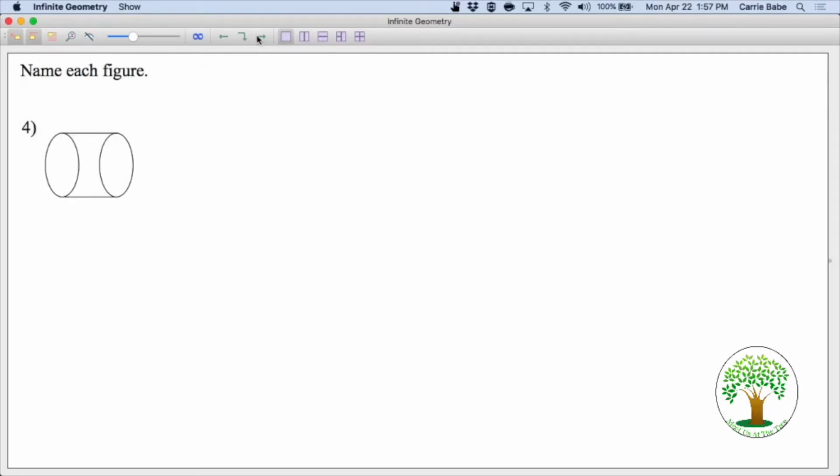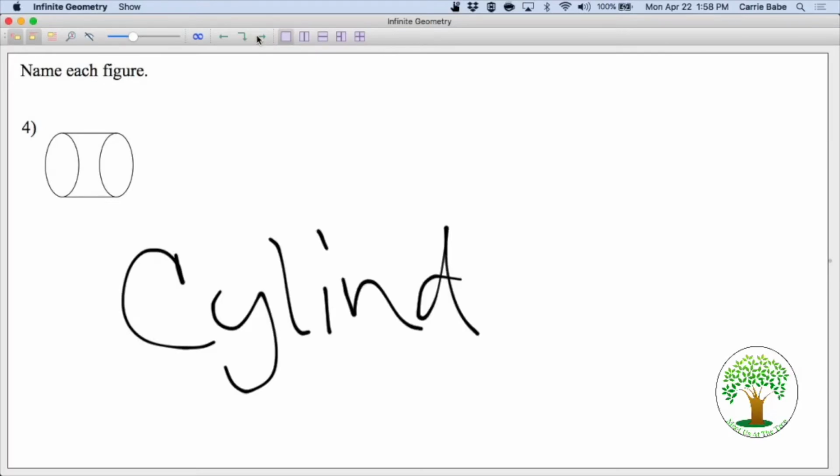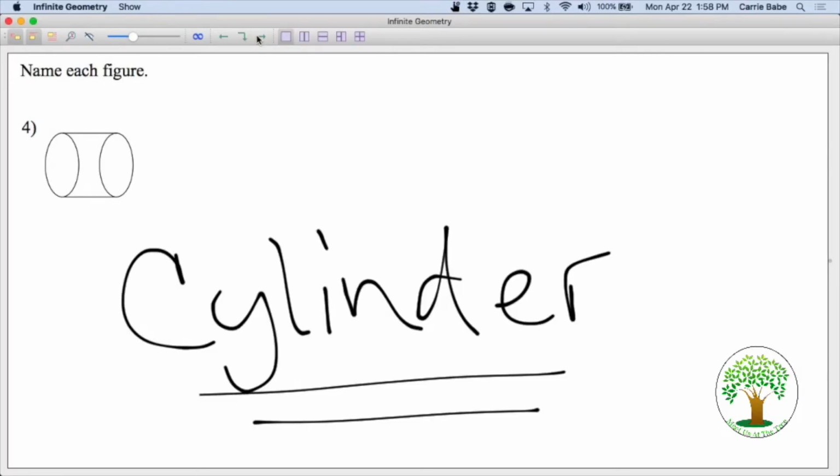Number 4, what kind of base does it have? It's circular, so we don't do pyramid or prism. We either do cone, cylinder, or sphere. Which is this one? 2 bases. Cylinder. Thank you. 2 bases. Okay, 3 of you. Yes, I see it. Cylinder. Are there any questions about these kind of questions?